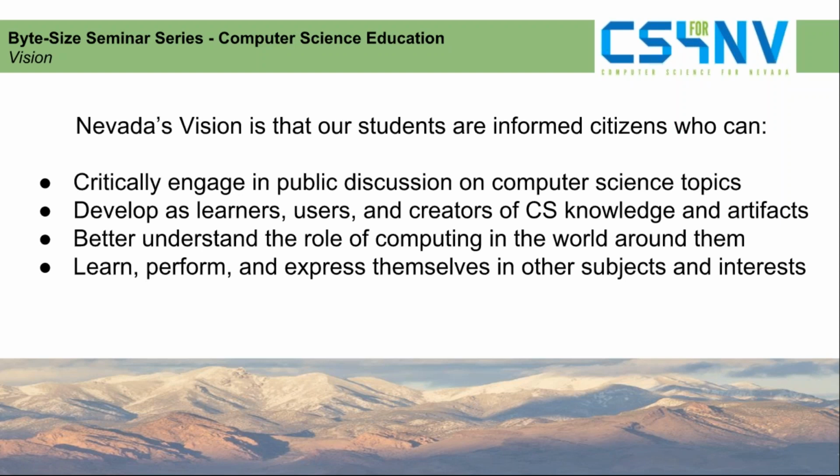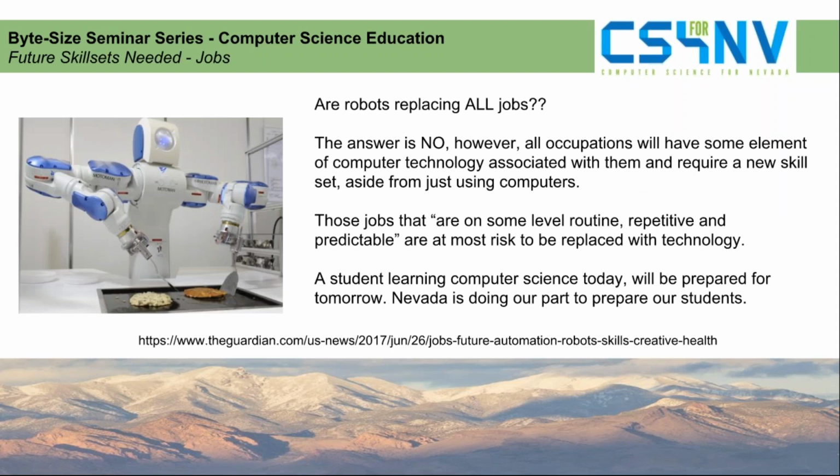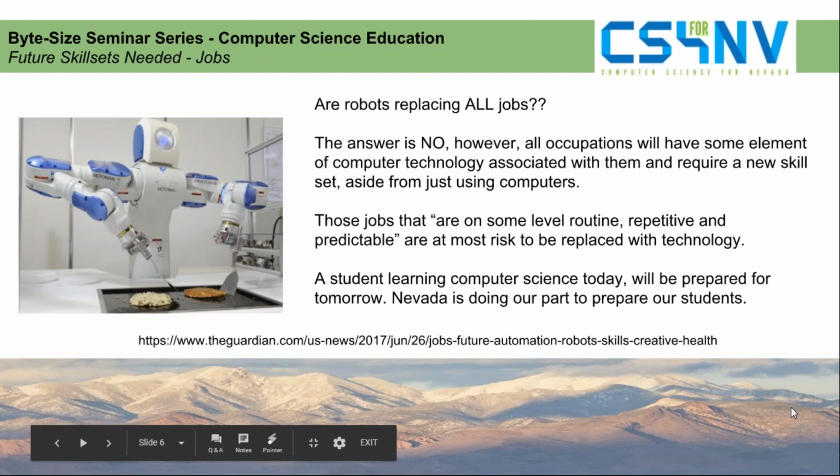But they better understand the role of computing in the world around them and how that affects their lives and the lives of other people. And then also to learn, perform, and express themselves in all subject areas and interests that they have. As we see more and more, technology and computer science is in everything that they do, so it becomes important that they have a clear understanding.